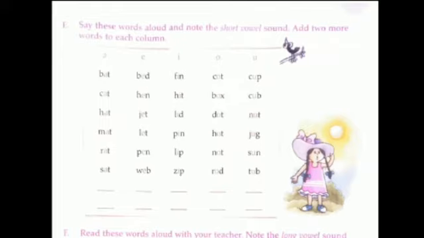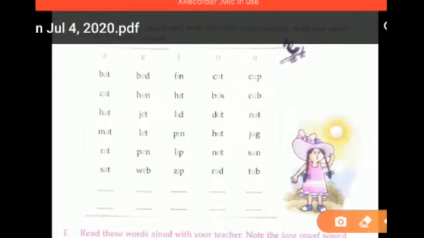Look at here. There are the columns according to the vowel letters A, E, I, O, and U. Here are some words already given like bat, cat, hat, mat, rat, sat. You just have to fill the remaining 2. You can add anything, but your letter should be A in the middle of your word.